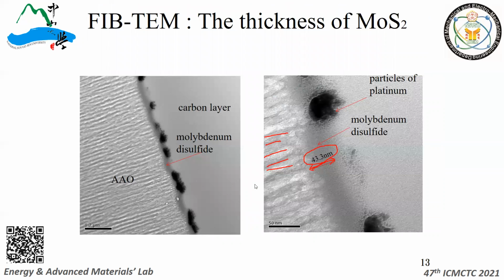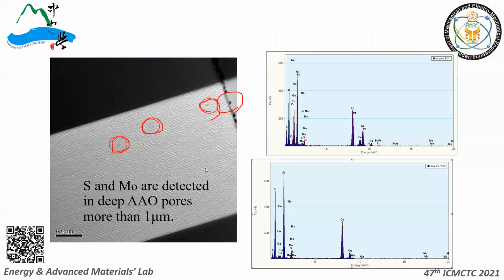Then we can look at this TEM image of the thickness of MoS2. It's about 40 nanometers. And we can also see some nanopores right here. The EDX shows that there is some S and Mo signal located deep in the AAO nanopores. That means this liquid MoS2 precursor is deeply penetrating into the nanopores. You can see the signal right here.